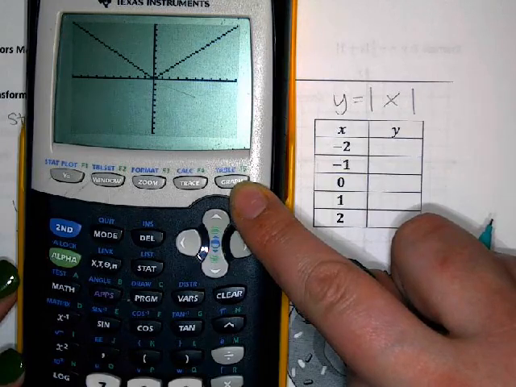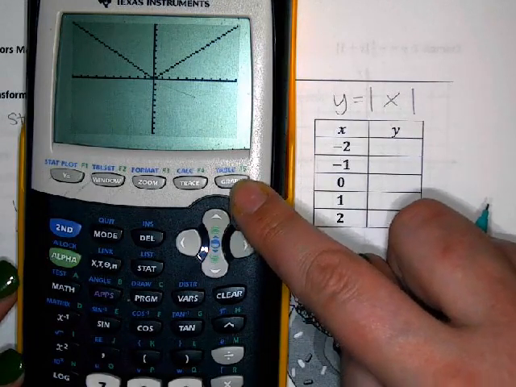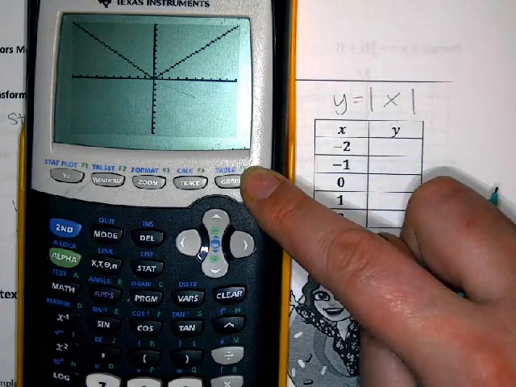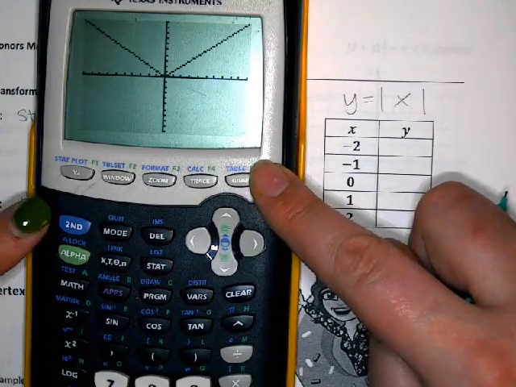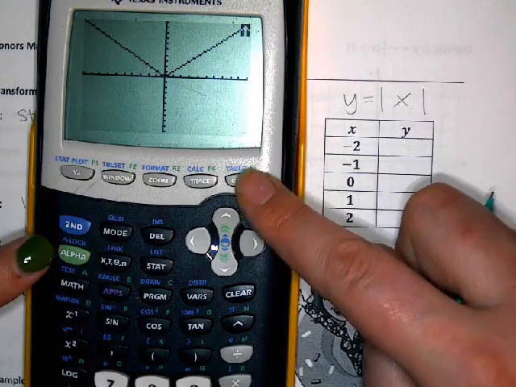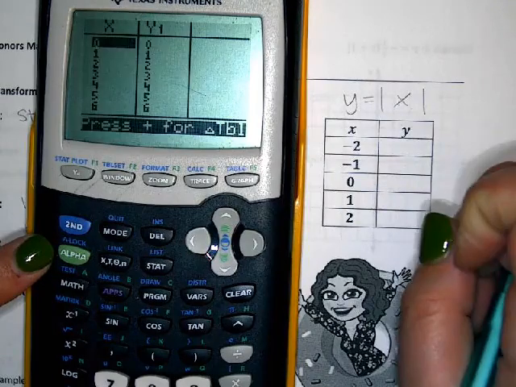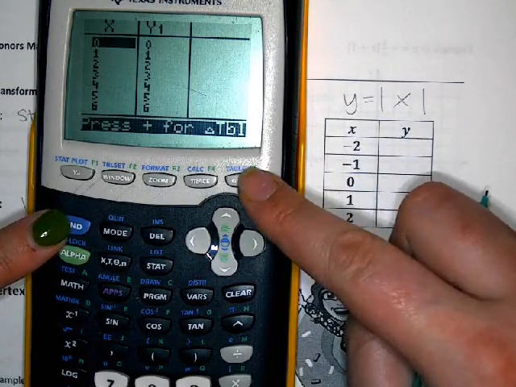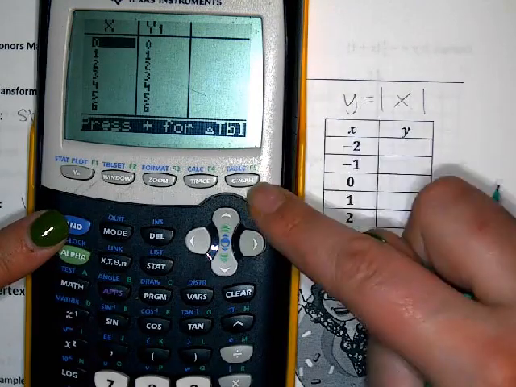Right? Now, above the graph button in blue, it says table. If we want to get the table of values, we just need to use the second button over here, the blue button, to get that. So we're going to hit the blue button and then the graph button to give us the table. So second graph will give us the table. And now I'm going to fill out the values.